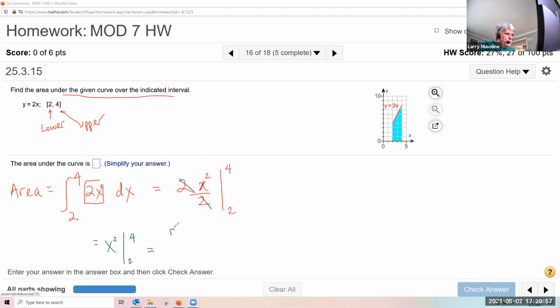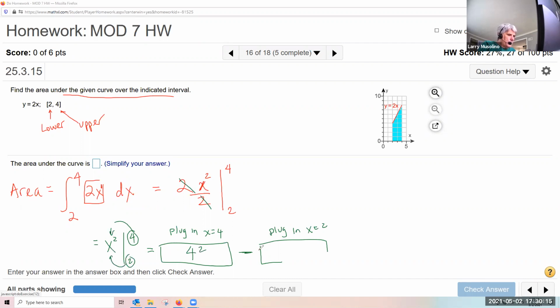And remember, what you do is you plug in the upper bound. Here I'm going to plug in x equal 4. And then you subtract when you plug in the lower bound, x equal 2. That's going to be 4 squared. Then I'm going to plug in the lower bound 2. That's going to be 2 squared. So this is going to be 16 minus 4. It looks like this is 12. So the area is 12.